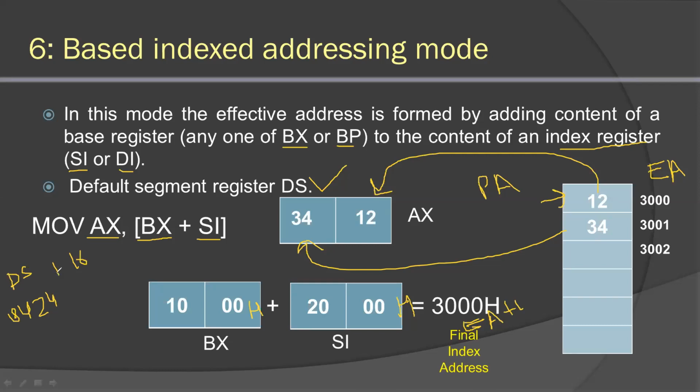87240. Okay, we need to insert 0 here. After that we will add 3000. Then final address will be 87240H. Clear? Yes, 87240. Correct.